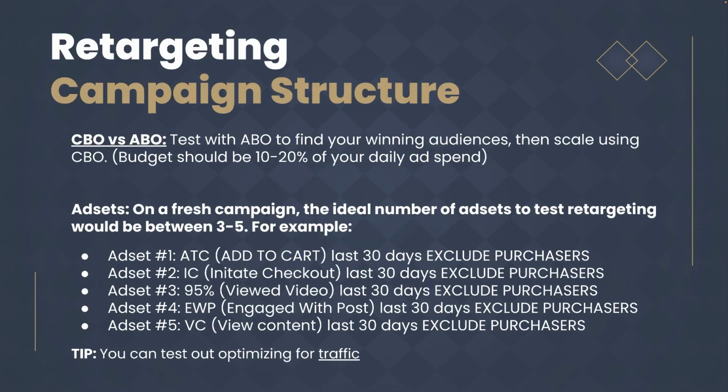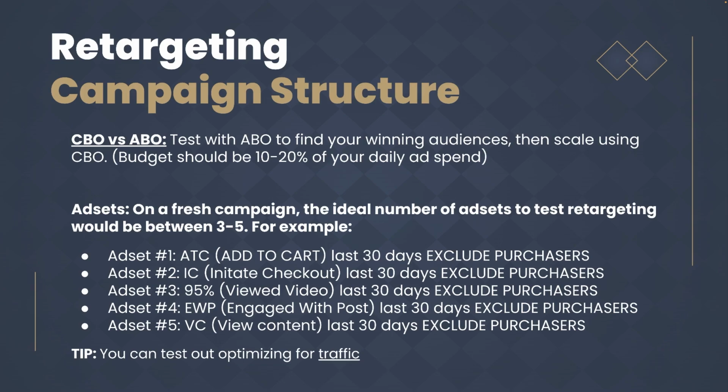CBO versus ABO, I would recommend again to test with ABO to find your winning audiences, and then you can scale using CBO. The budget for retargeting should be 10 to 20% of your daily ad spend. On a fresh campaign, the ideal number of ad sets to test retargeting would be between 3 to 5. So for example, add to cart last 30 days, exclude purchasers, initiate checkout last 30 days, exclude purchasers, viewed video 95% last 30 days, exclude purchasers, view content last 30 days, exclude purchasers, and so on.